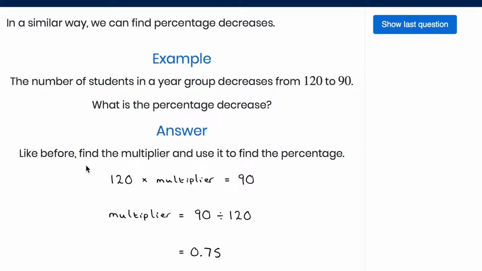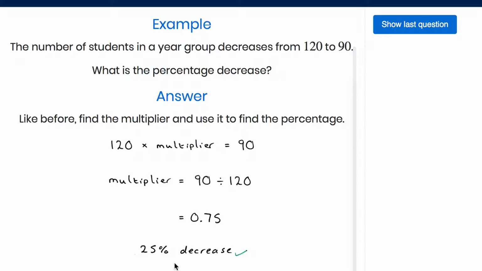Like before, we find the multiplier and use it to find the percentage. So 120 times by the multiplier equals 90, meaning that the multiplier is equal to 90 divided by 120. That comes to 0.75 when entered into a calculator, and 0.75 represents a 25% decrease, and that's because 100% minus 25% is 75%, and 75% is 0.75 as a decimal.